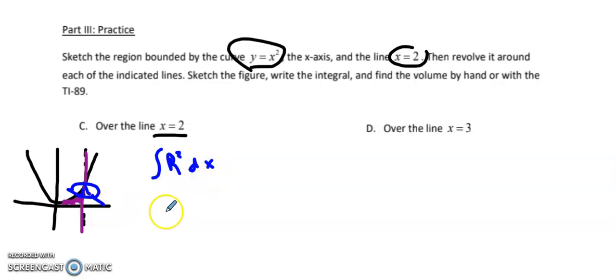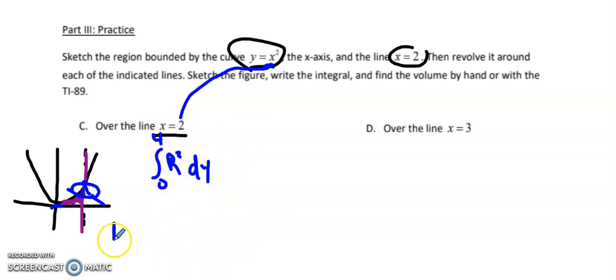This is going to be of the form big R squared dx. And actually it's not going to be dx because we are revolving around a vertical axis of revolution. So this is going to be a dy. Our limits of integration start here at y equals 0, and they go up to this point where the two graphs meet. To find that out, I plug x equals 2 into the function, and I find out that the y value is 4. So that's my upper limit of integration.